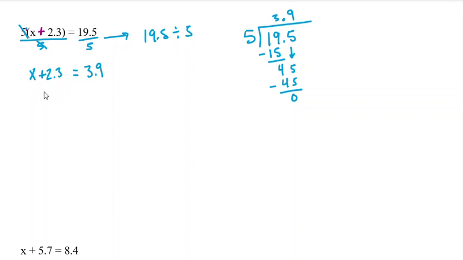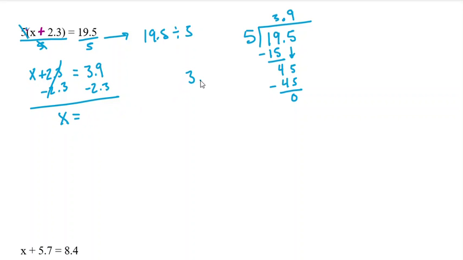Plus 2.3 will do the opposite to both sides, minus 2.3, minus 2.3. And 2.3 minus 2.3 is 0, 0 plus x is x. That's the goal, x equals. And then we'll do, what does x equal?